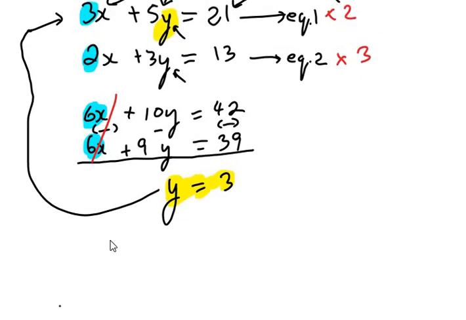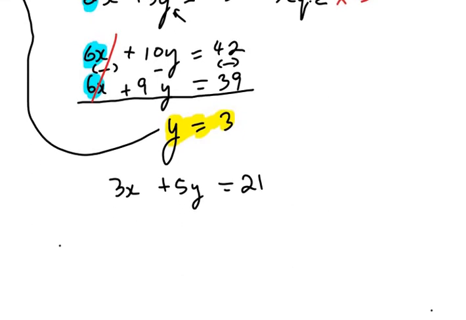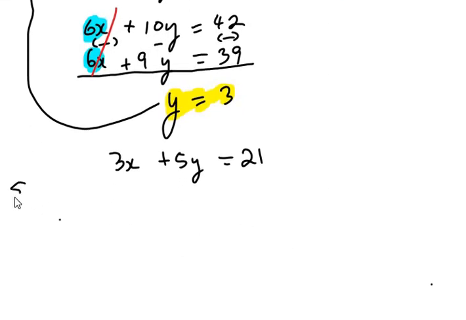Let's take 3x plus 5y equals 21, and we're going to replace the y with 3, as I said. So we're going to substitute y equals 3 in that equation. So we have 3x plus 5. What do I do here?